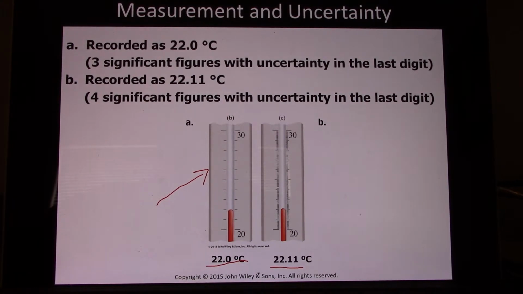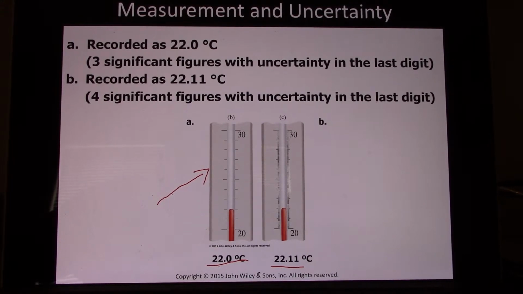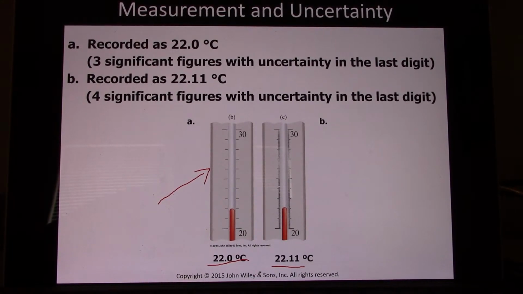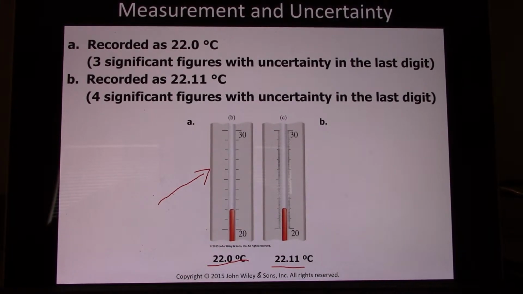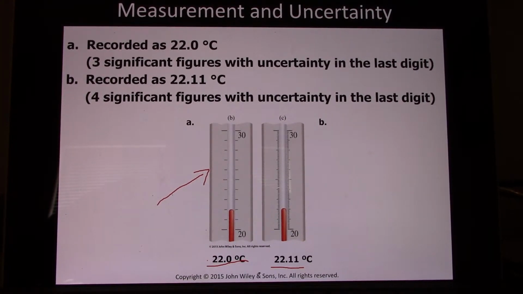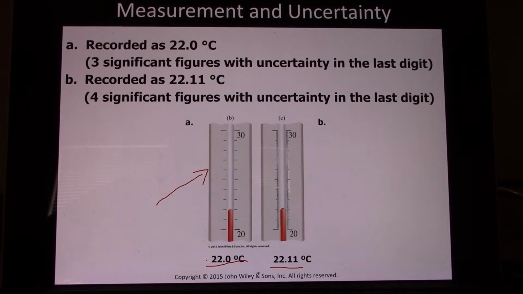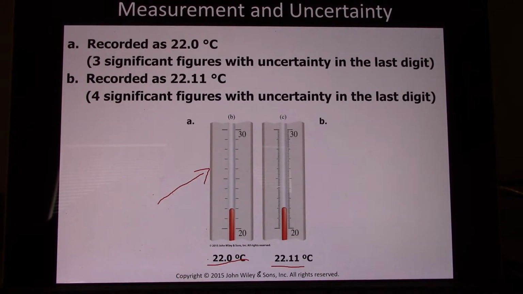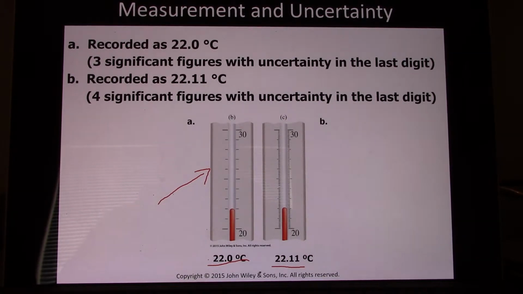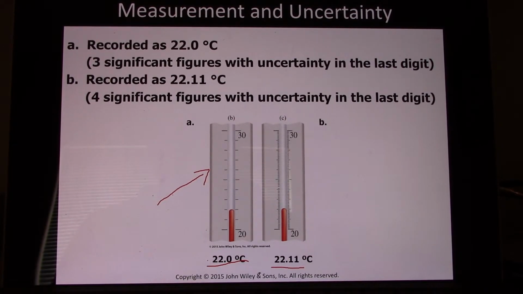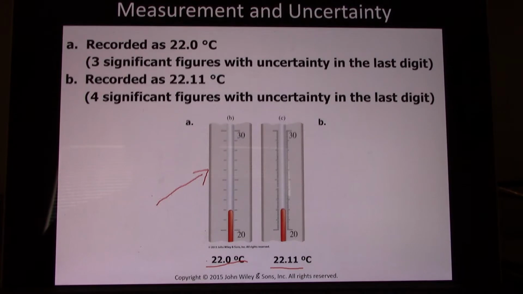On the odd chance that it's right at a calibration marker, you can put a 0 at the end. But that's important, because 22 is a different number than 22.0. When I say 22, what I mean is bigger than 21, smaller than 23. When I say 22.0, what I mean is bigger than 21.9, smaller than 22.1. And so the allowable slop in the number is much less. It is a much more precise number. And so terminal zeros matter.